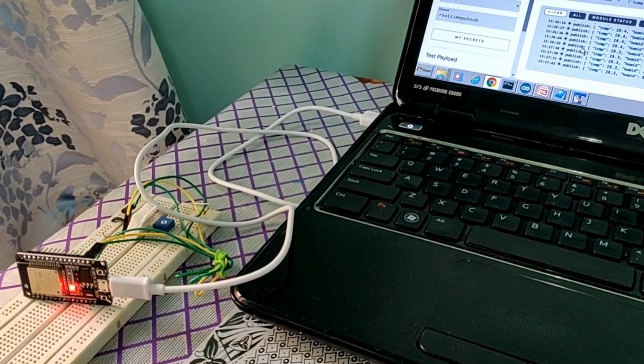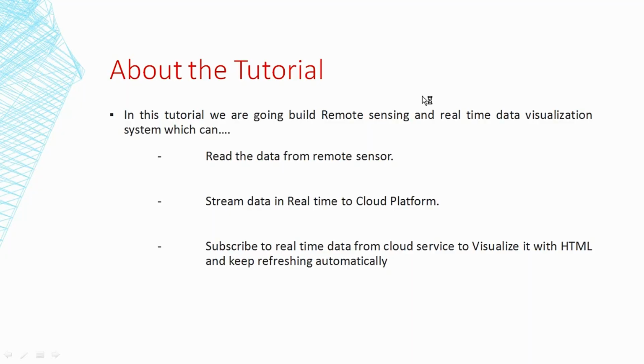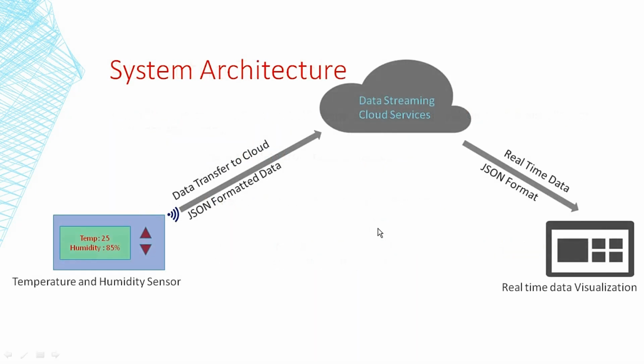Okay, so let's go through it. A very brief look at this tutorial: let's see what components we are going to build to create this end-to-end system. In this tutorial we are going to build a remote sensing and real-time data visualization system, which can read data from remote sensors, stream data in real time to the cloud platform, and subscribe to real-time data from the cloud service to visualize it with HTML and keep refreshing it automatically. This is what we are going to build in this tutorial.